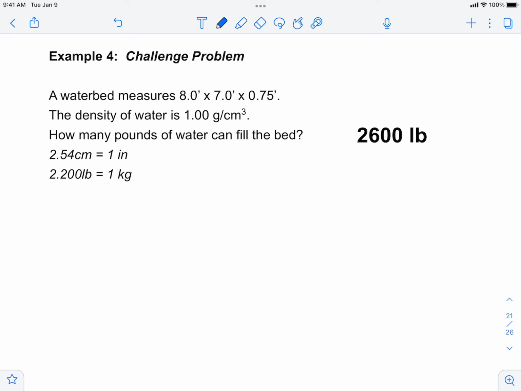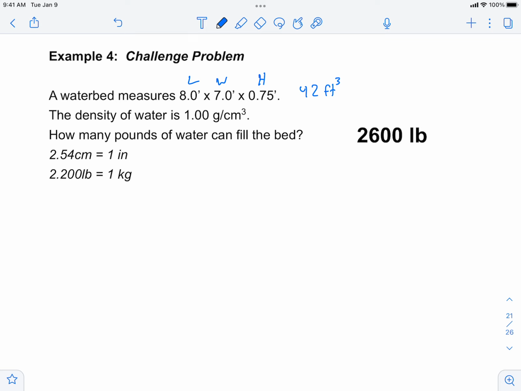So we have a waterbed. These are the dimensions, right? What they're implying by giving me these dimensions, length times width times height, is you need to find the volume. So of course you can just multiply all 3 dimensions and get the volume that way. So let's do that. Okay, so 42 cubic feet.